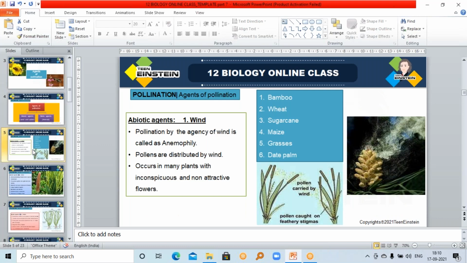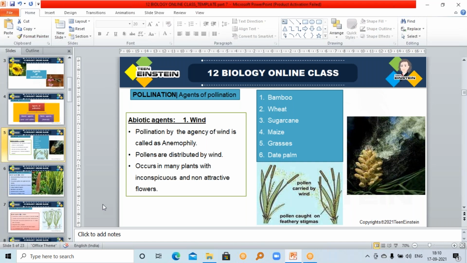So in the agents of pollination, we said there are two types of agents for pollination, biotic and abiotic agents. Among the abiotic agents, the first agent is wind. The first one is wind pollination, which is also called anemophily. These are all important MCQs, note down.